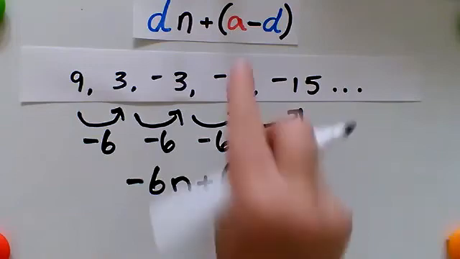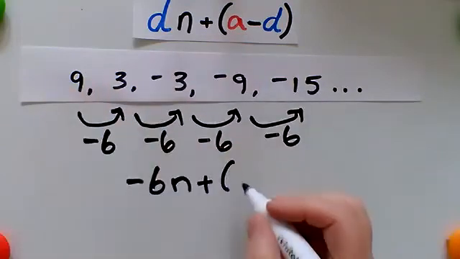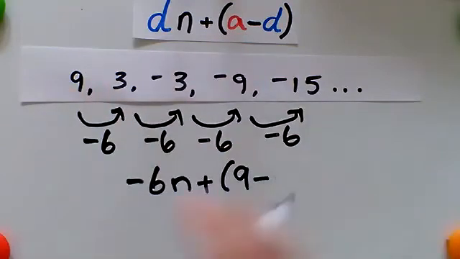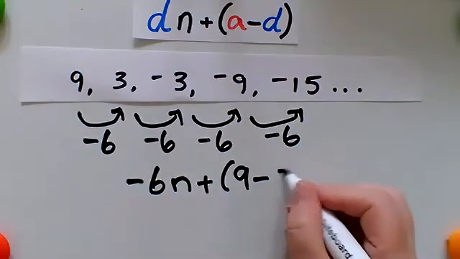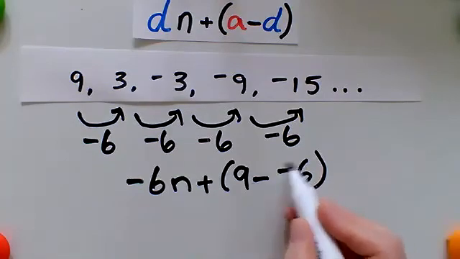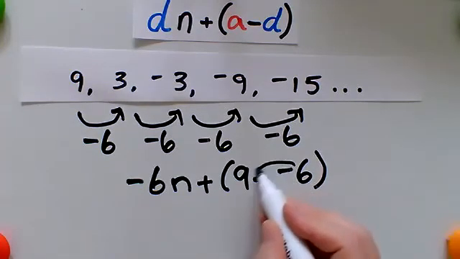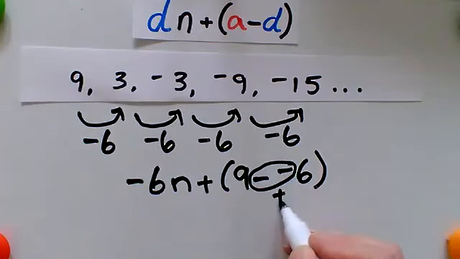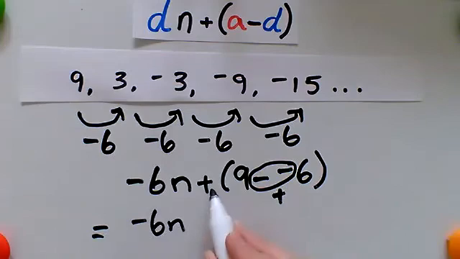Let's see, plus A, remember A was the first term, which was 9. Take away the common difference. The common difference was negative 6, so take away negative 6. So hopefully remembering how we work with negatives, taking away a negative is the same as adding. So this sequence becomes negative 6n plus positive 15, so plus 15.